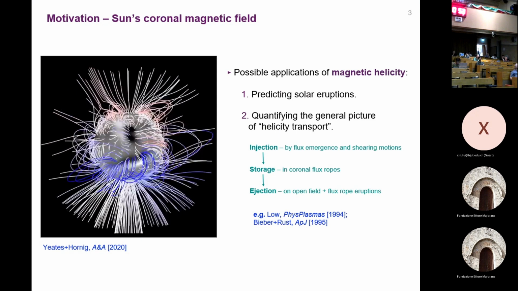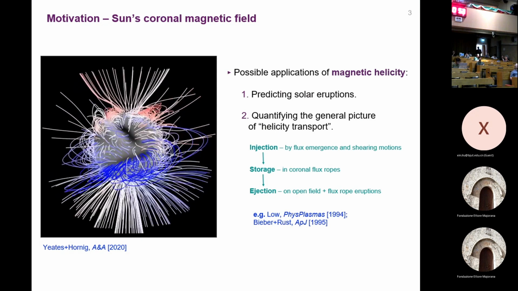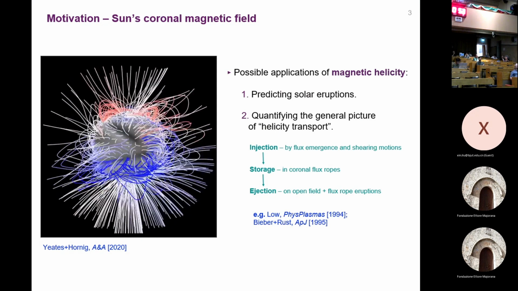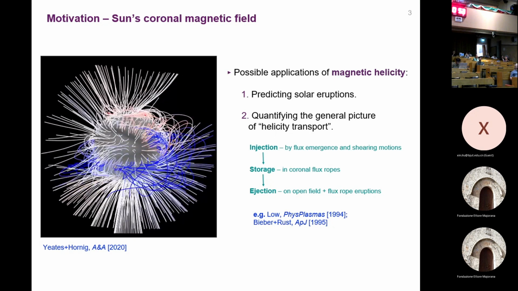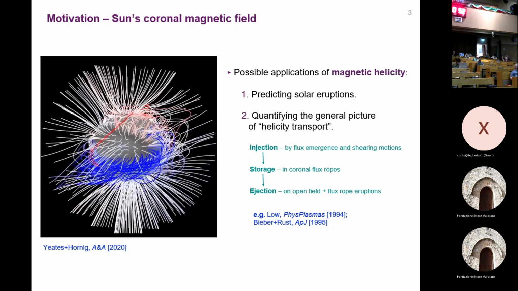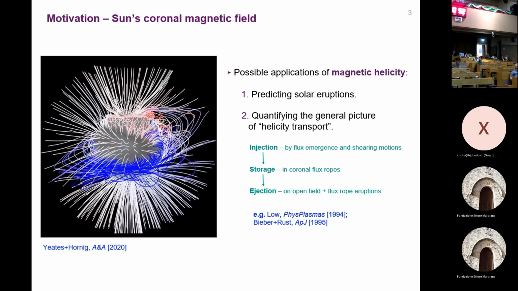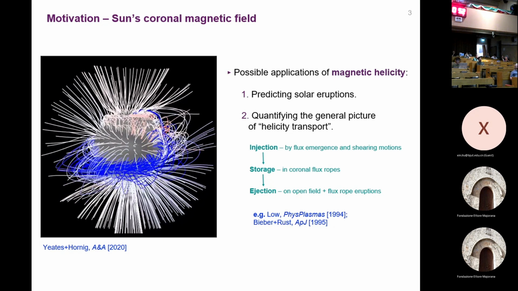This is a model of the magnetic field in the corona. The way I see it, there are two possible practical applications of magnetic helicity in this area. The first one is predicting these eruptions. Let me play this again.